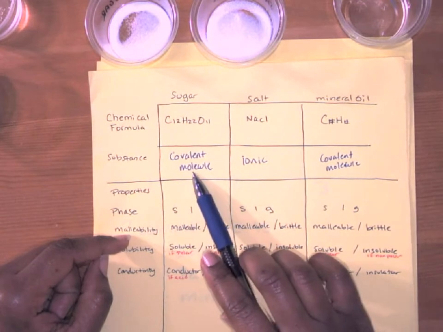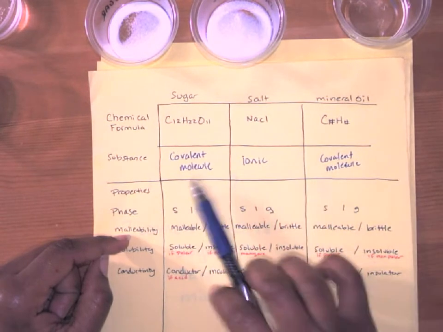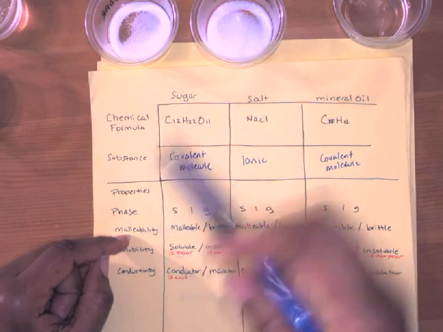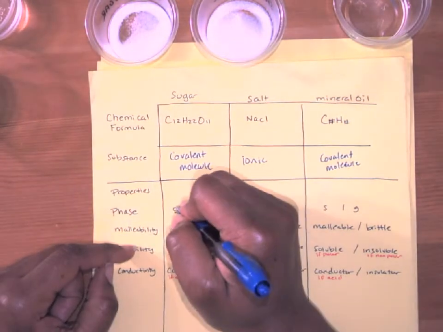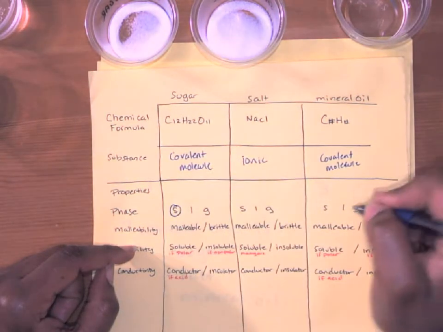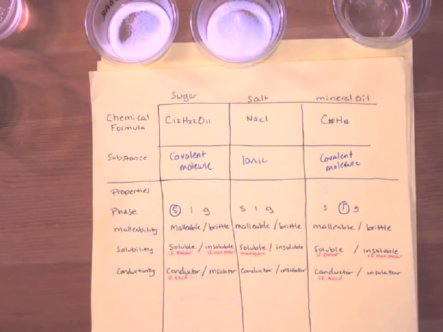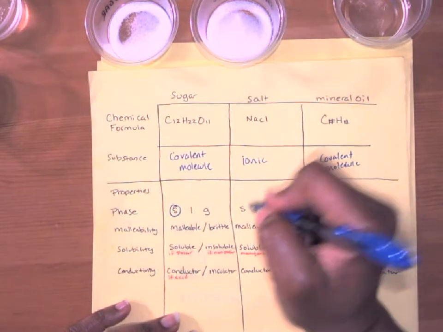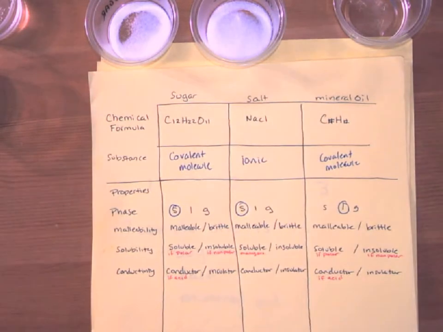For covalent molecules like sugar and mineral oil, they can be of any phase. Now we know that sugar is a solid, so I'm just going to go ahead and circle that. And we know that mineral oil is a liquid. So in terms of predicting the phases for a covalent molecule, it can be anything, so you really can't make much of a prediction there. Ionic compounds, on the other hand, are always solid. So we know salt will definitely be a solid.